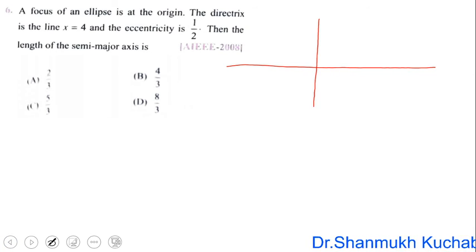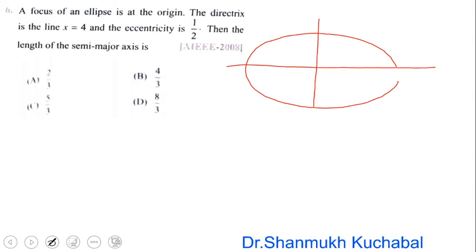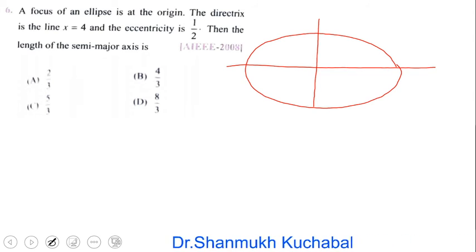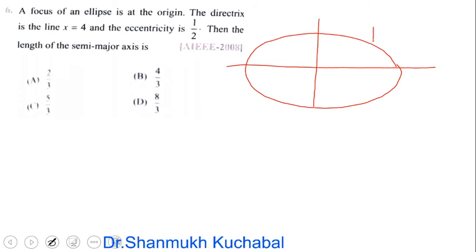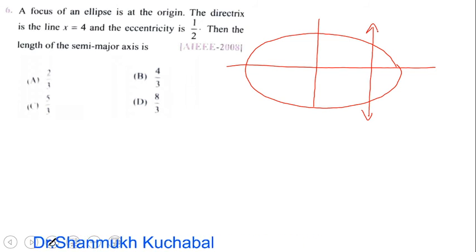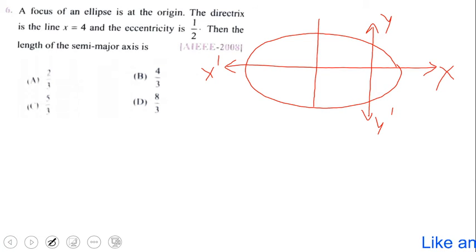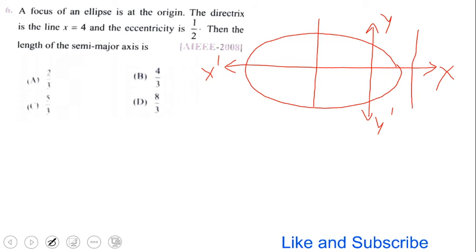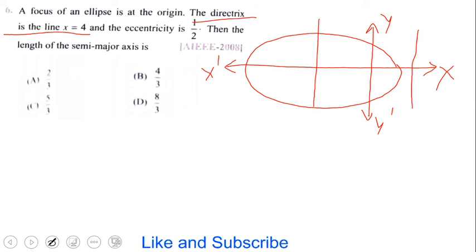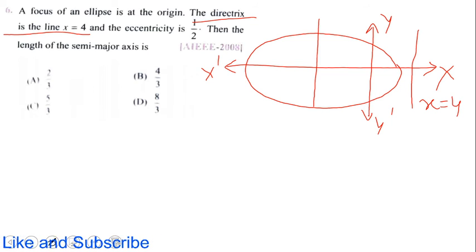So this is an ellipse. Further, one line will be there, this is y dash, this is x dash, this is x. Then we'll take one perpendicular line. This line is the directrix. Directrix is x equal to 4. Okay.